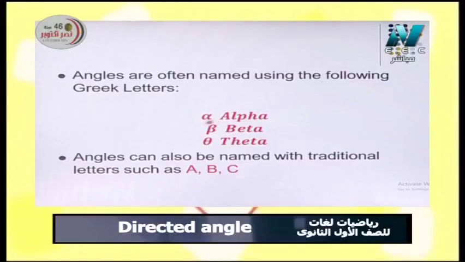Angles are often named using the following Greek letters. We call this symbol alpha, this symbol beta, and this symbol theta. Alpha, beta, theta. And sometimes we use the original or traditional letters A, B, and C.